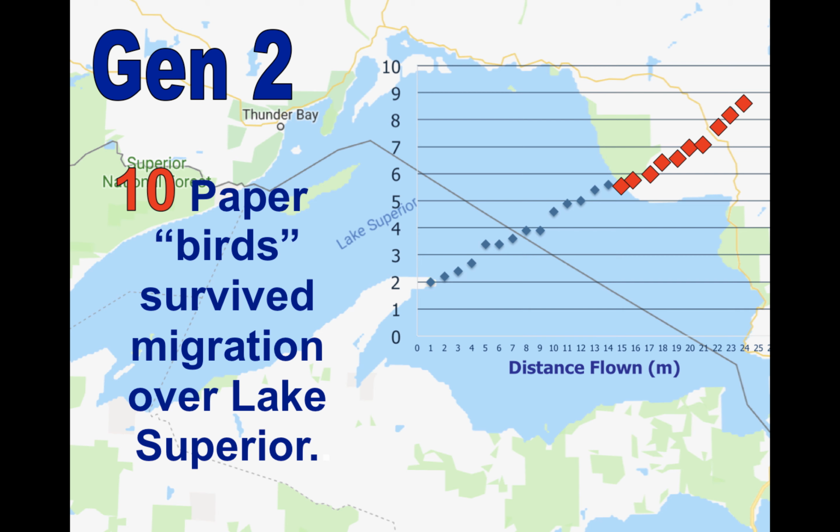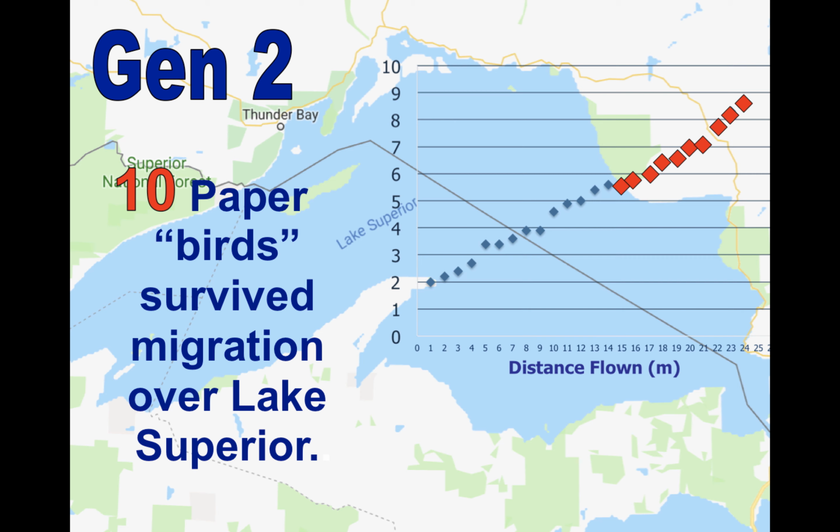Now we're up to 10. So we basically got more improvement out of our flight distance through natural selection. And you might not think, three more survivors, what's the big deal? But it does point out a good, important fact about natural selection. It's not always totally obvious. It's not always hugely dramatic.